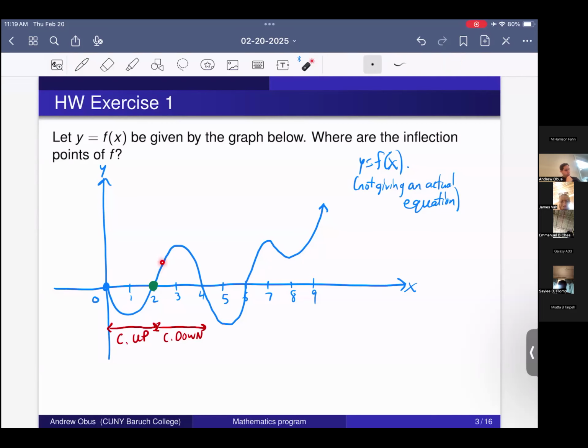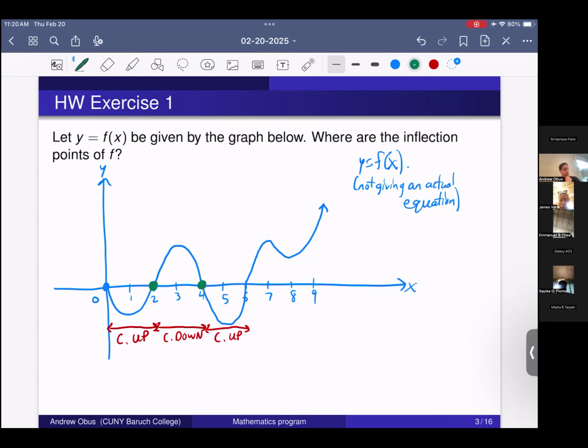We have kind of concave down, concave down, concave down. And then here it starts changing to concave up, right? Because it goes from spilling water to holding water. So where is it going to be concave up? It looks like it's concave up basically over this next interval. And so that means you're going to have an inflection point in between where it's concave down and concave up. That would be here.